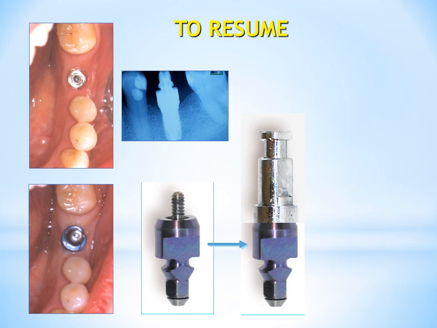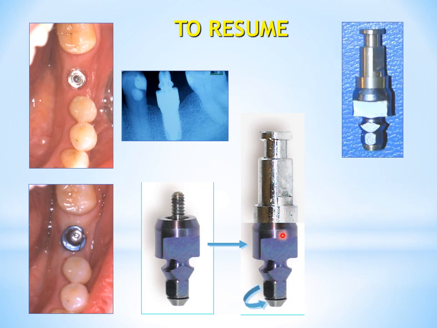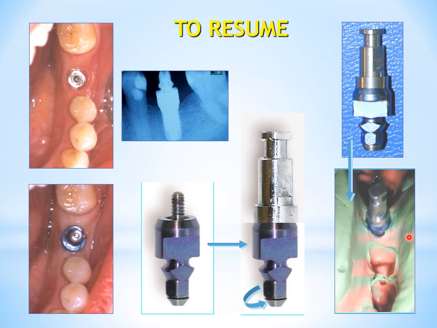In summary, we can see the steps starting from removal of the healing abutment and selection and adaptation or repositioning of the impression post, taking an X-ray, and then taking the impression, removing the impression post and repositioning it with the analog, tightening it with the screw and repositioning it on the impression.